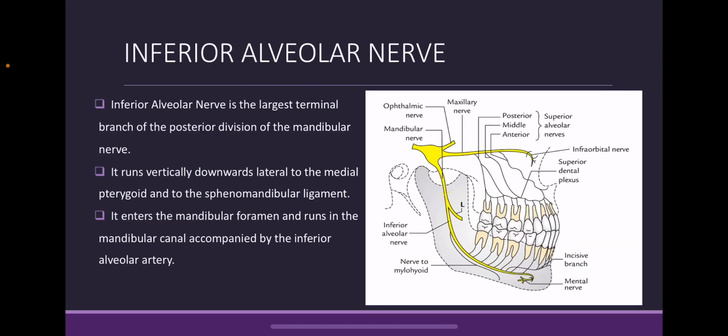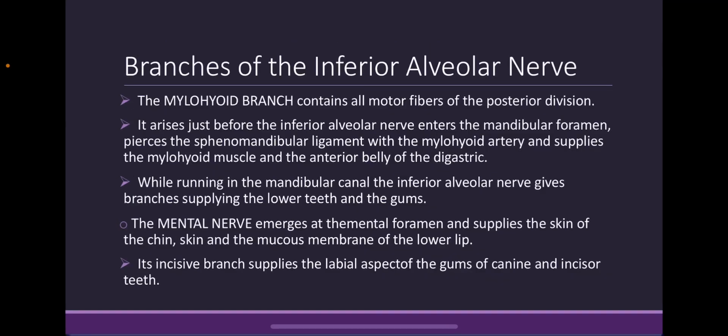Inferior alveolar nerve. The inferior alveolar nerve is the largest terminal branch of the posterior division of the mandibular nerve. It runs vertically downward, lateral to the medial pterygoid and to the sphenomandibular ligament. It enters the mandibular foramen and runs in the mandibular canal, accompanied by the inferior alveolar artery. Branches of the inferior alveolar nerve.